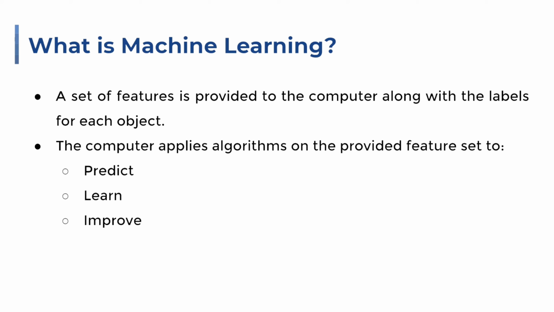But in terms of computers, to do so, we provide them with a feature set, which is also referred to as an observation, and along with that we give them labels for each object so that they can perform machine learning algorithms on the provided input and train themselves to make future predictions, learn from that data, and improve throughout the process.